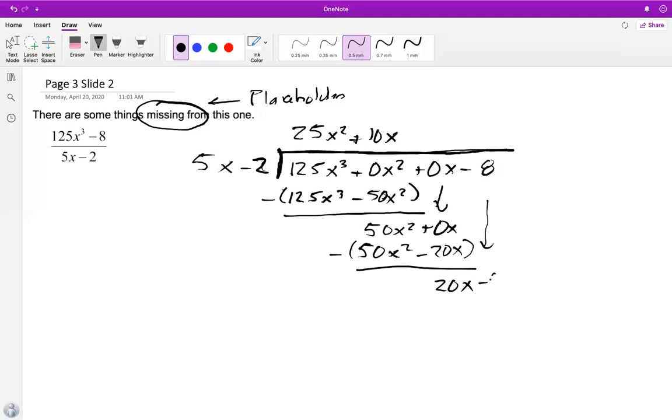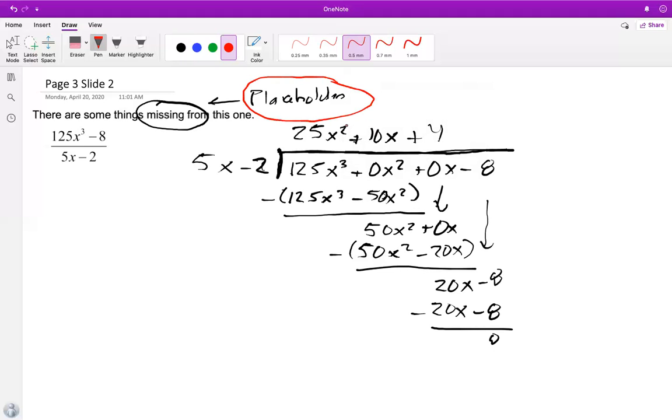Bring down the -8. Then I do 5x into 20x is 4. 4 times 5x is 20x. 4 times -2 is -8. And these are equal, so I'm going to go to 0. So there's 25x squared plus 10x plus 4. And the important new concept in here was the idea of placeholders, which is when you have missing powers of x, you want to account for that to make your subtraction go well by adding in these zero placeholders.